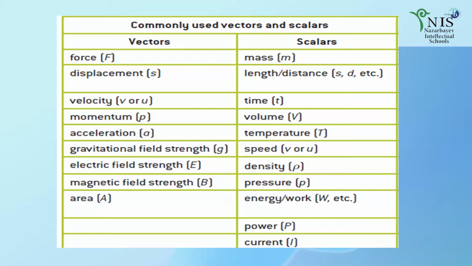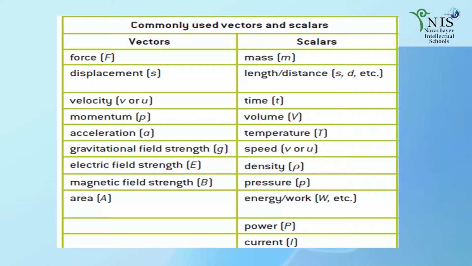Commonly used vectors and scalars in physics are, for example, vectors: force, displacement, velocity, momentum, acceleration, gravitational field strength, electric field strength, magnetic field strength, and area. Scalars: mass, length, distance, time, volume, temperature, speed, density, pressure, energy, work, power, and current.